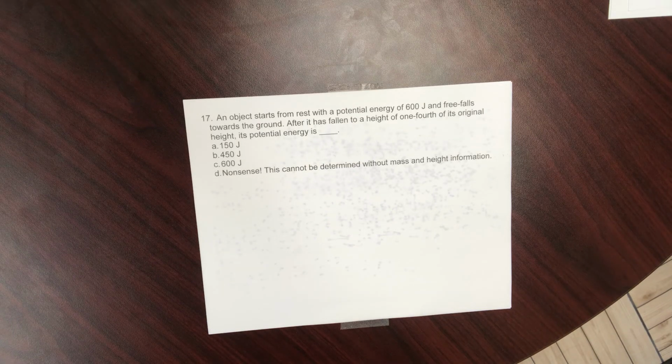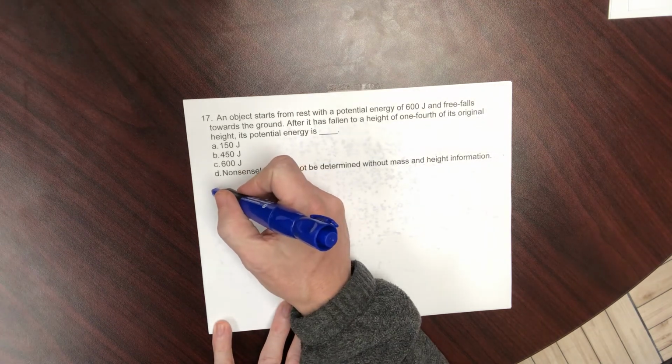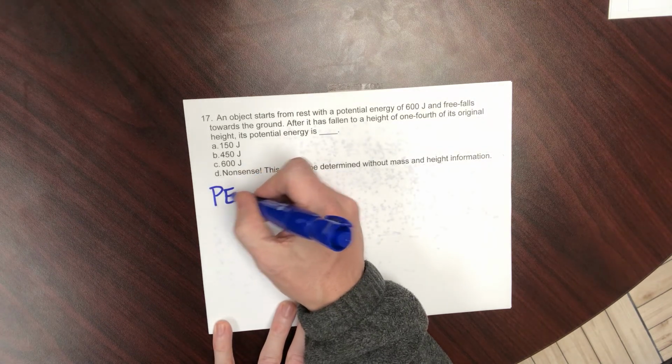An object starts from rest with a potential energy of 600 joules and free falls towards the ground. After it has fallen to a height of 1/4 of its original height, its potential energy is... So, we're going to use our formula for potential energy to help us solve the problem.